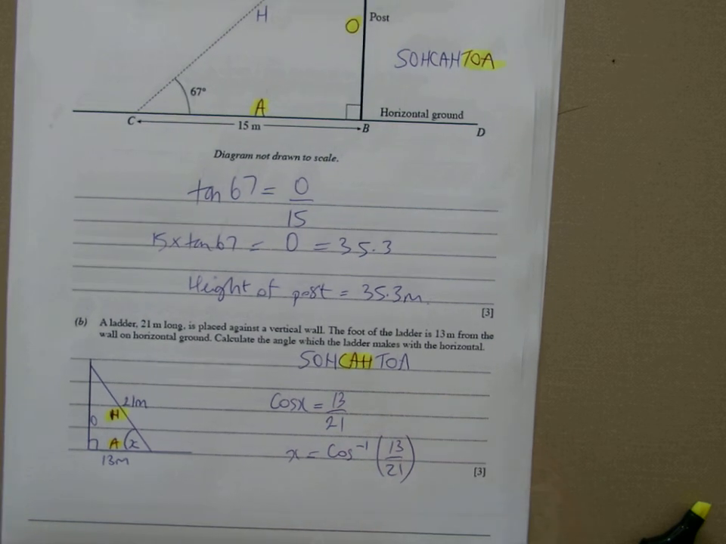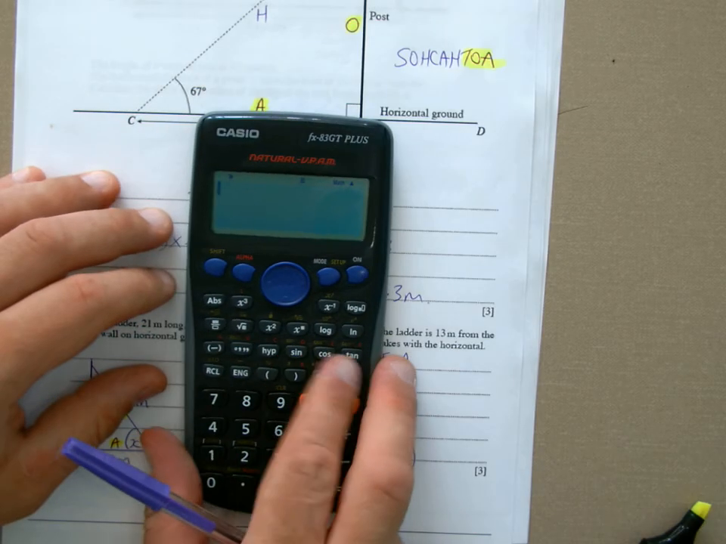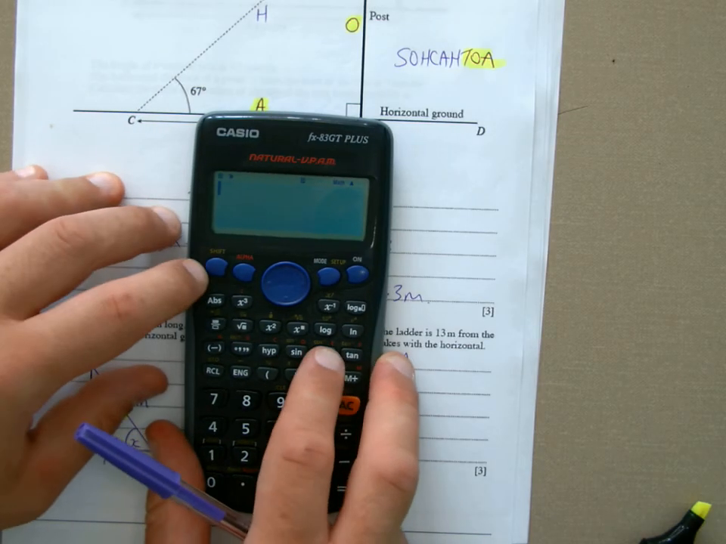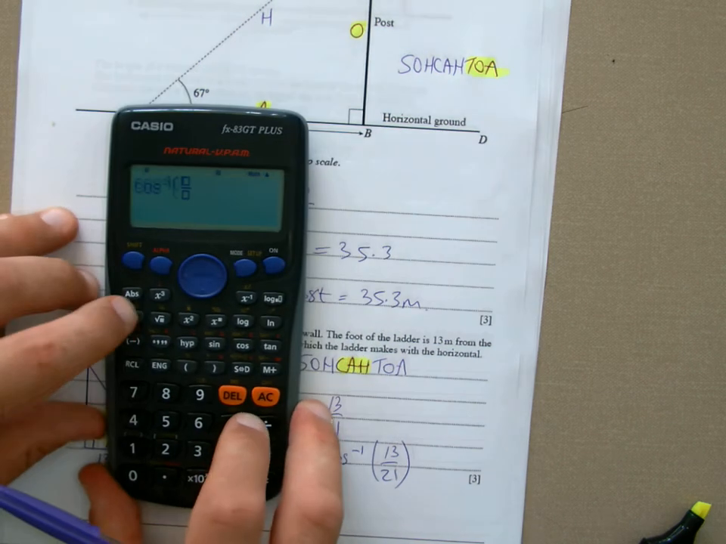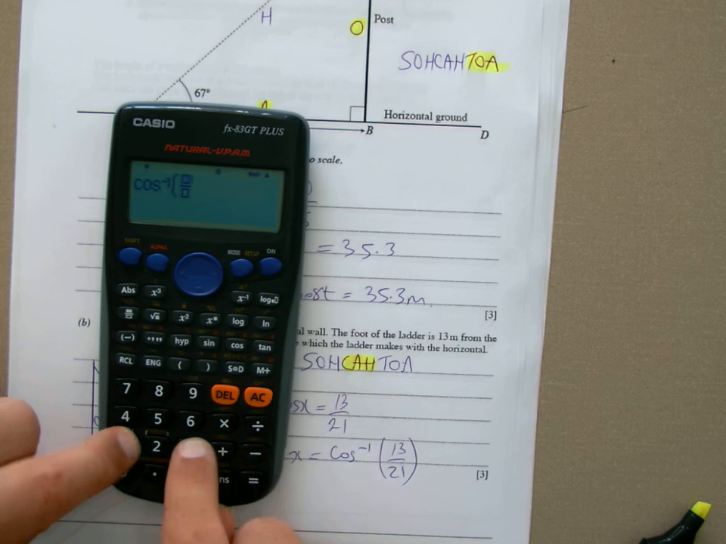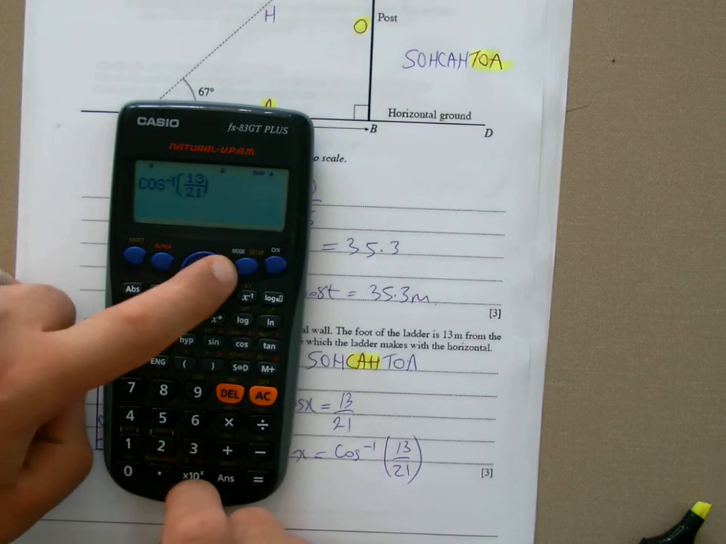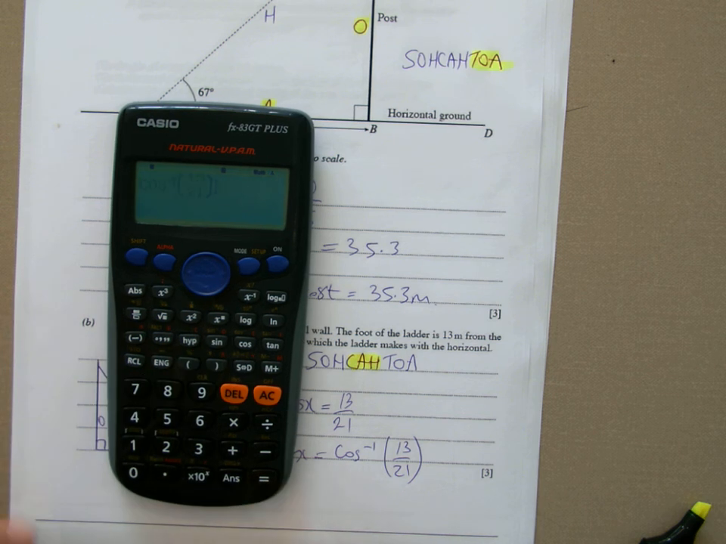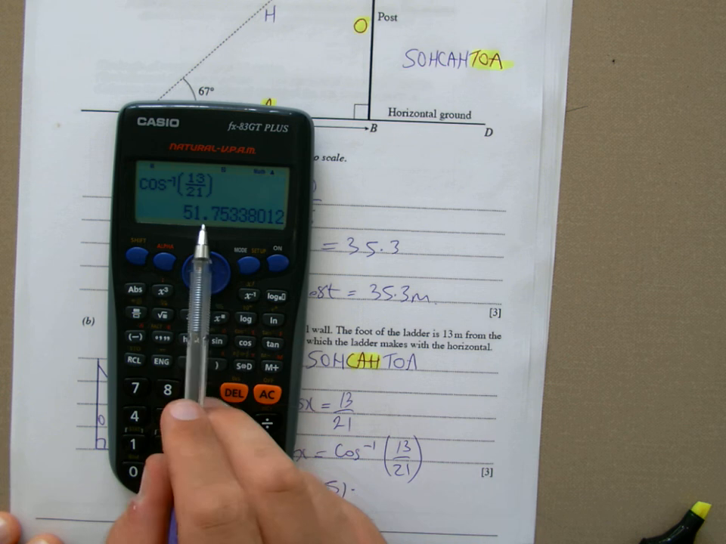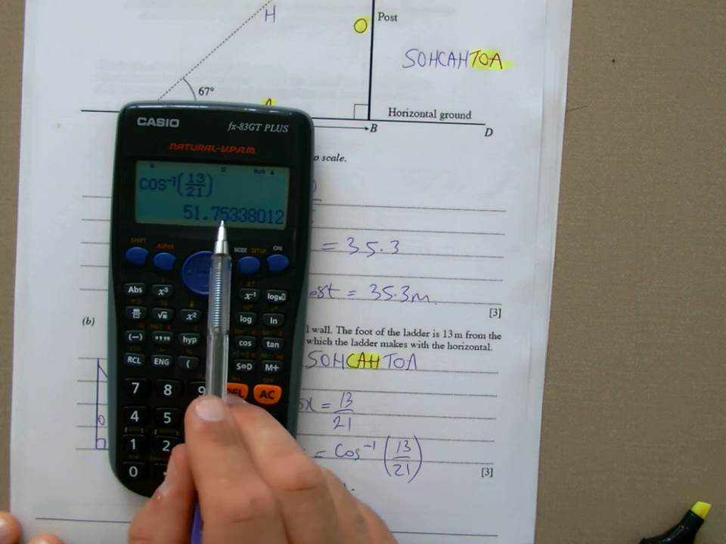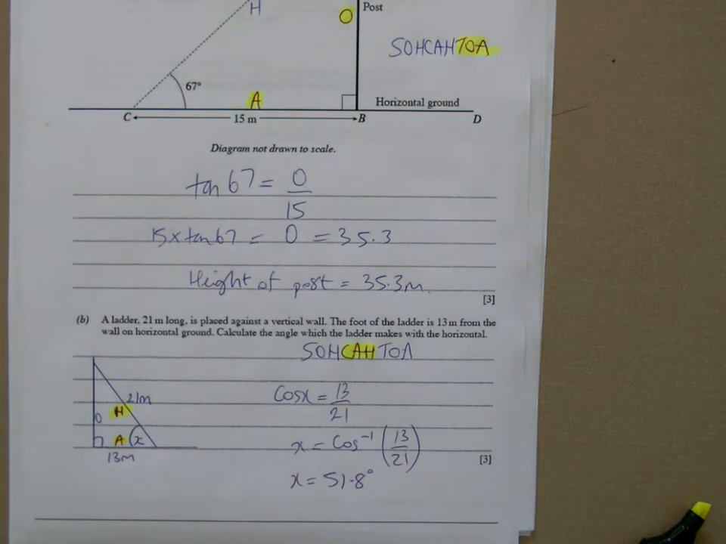Just be careful on the calculator: you've got to press shift first. Shift cos, you'll see it above in yellow, cos to the minus 1, and then if you press the fraction button, you can type that in straight away. 13 there, press the replay button down, 21 here, press the replay button across, close the bracket, and you've got your answer. So X is equal to 51 point, and I'd go to one decimal place because there's a 5 there, I'd round that up to an 8, 51.8. Of course, it's in degrees.